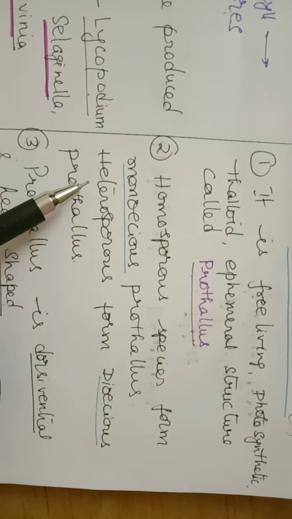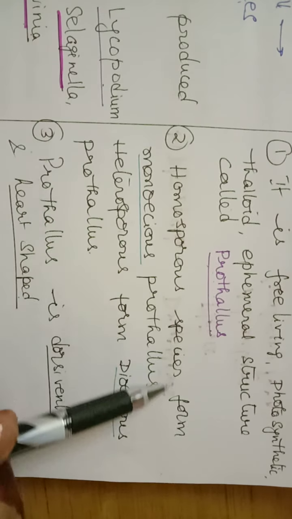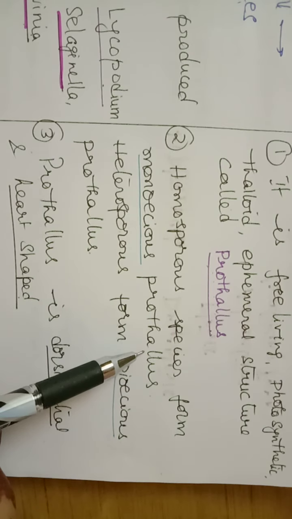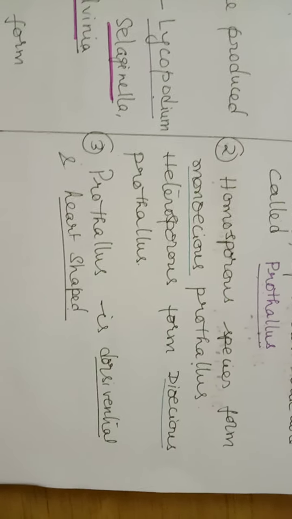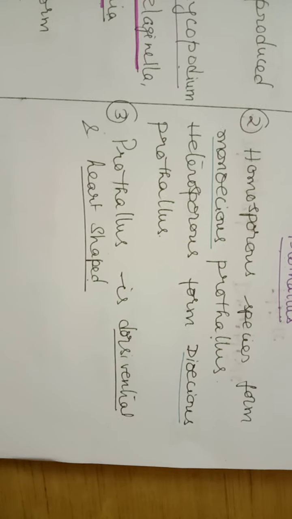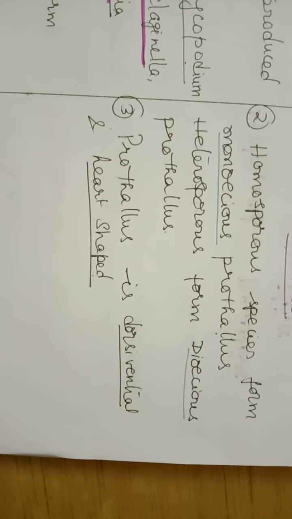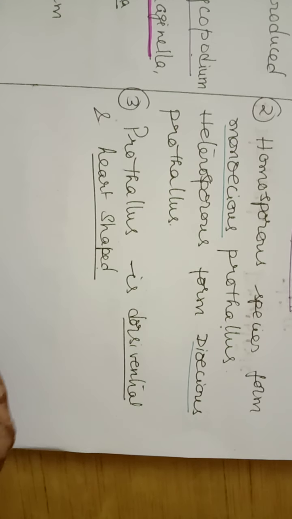Now earlier in the sporophyte we discussed homosporous and heterosporous. A homosporous species will form a monoecious prothallus. Now what is a monoecious prothallus? Monoecious means both the sex organs, male and female, are present on the same plant. So here, when they are present on the same thallus, it is called monoecious.